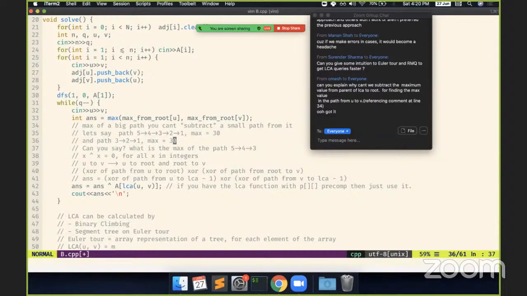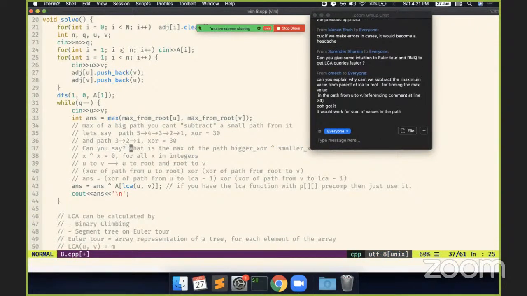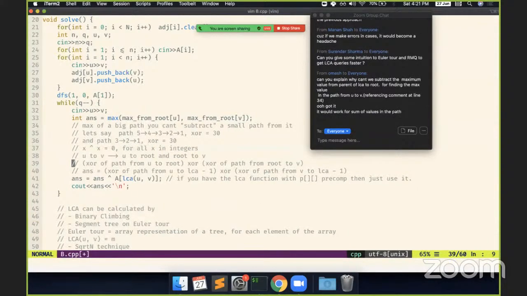Whereas in XOR, you could say that. You could cancel out stuff. If this is the XOR and this is the XOR, you could just take the bigger XOR and XOR it with the smaller XOR. So it becomes 0. So you know that the smaller path has a XOR of 0. But you can't do that with max, min, GCD. You can do it with sums and XORs, mainly addition, subtraction, and XOR. That's the thing that cancels out.